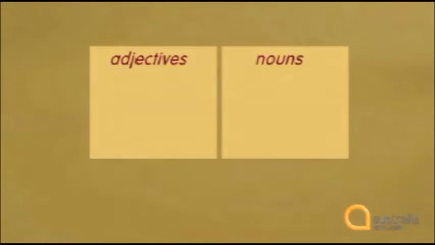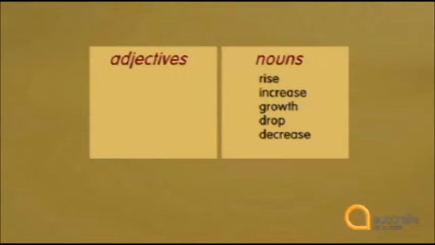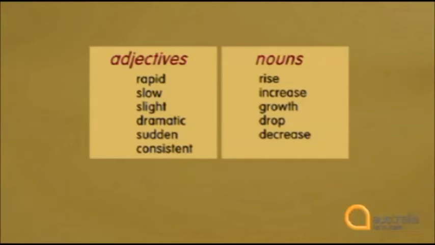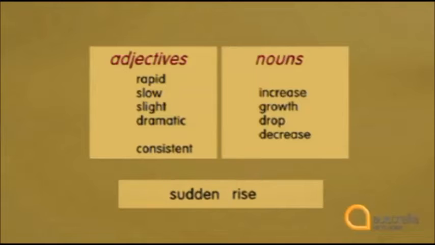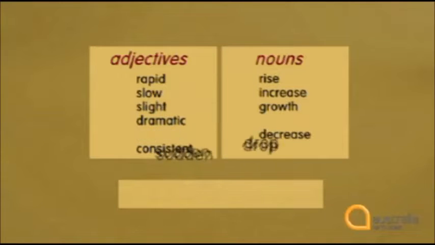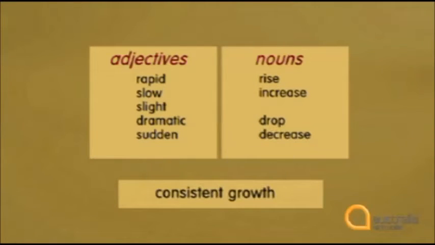Let's look at a table. To describe numbers going up, we can use nouns like the rise, the increase, or the growth. And to describe numbers going down, we can use the drop or the decrease. Then we've got adjectives to describe those nouns, like rapid, slow, slight, dramatic, sudden, or consistent. And we can put these together. A sudden rise, a slight decrease, a sudden drop, a consistent growth.